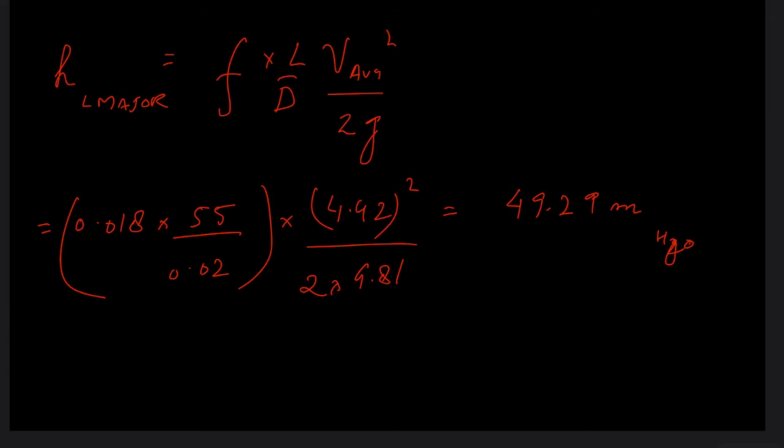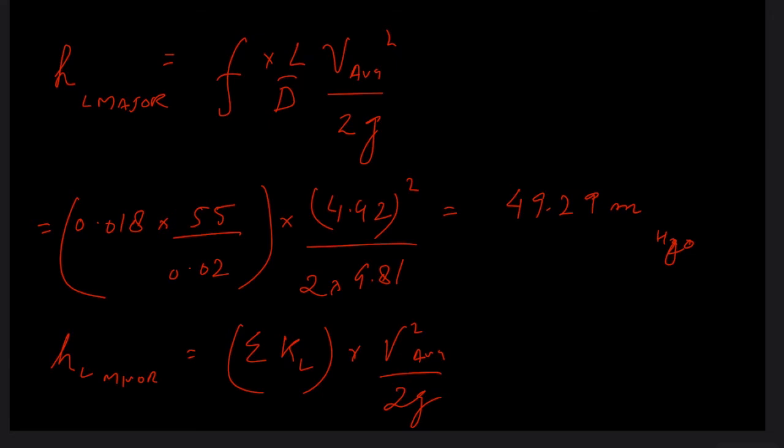Now I need to calculate HL minor. The HL minor formula is equal to the summation of all the small fittings' loss coefficients, multiplied by V average square divided by 2g. So I need to find the number of fittings that I have.